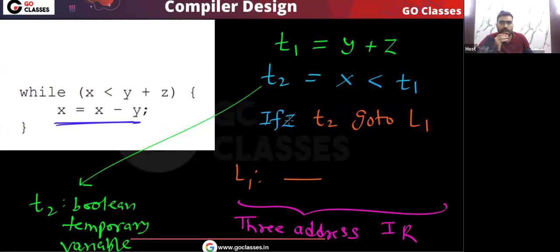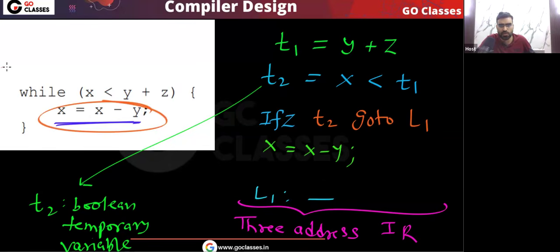If this is not satisfied, then what to do? If this T2 is true, then what to do? Tell me. Then in X, you put X minus Y, X equals X minus Y. Yes or no? Is this clear? L1 is here. After this instruction, where will you go? Just let me know.